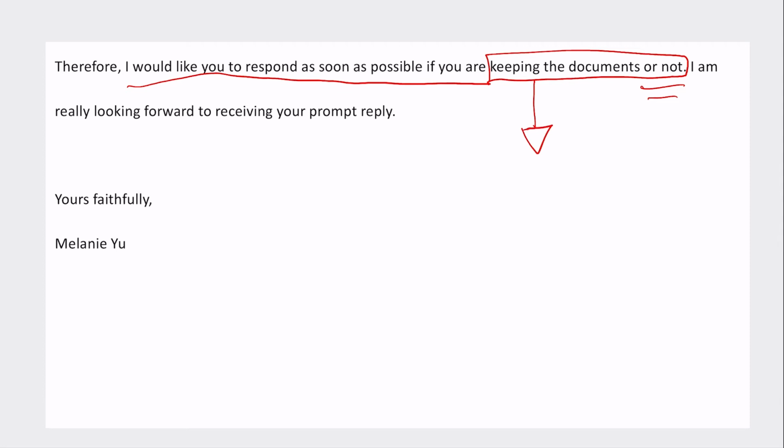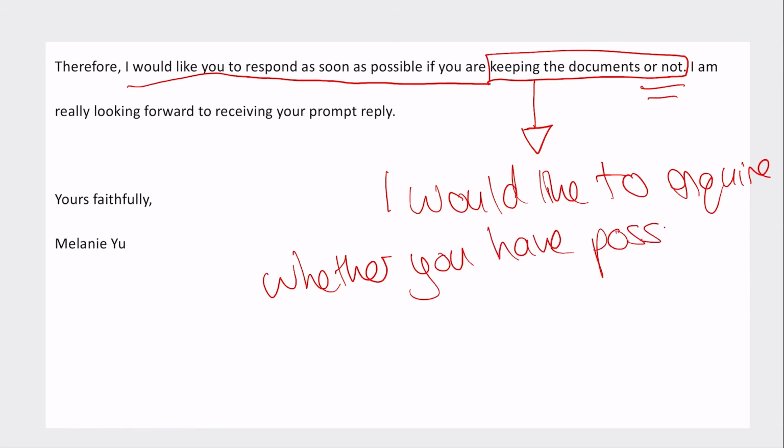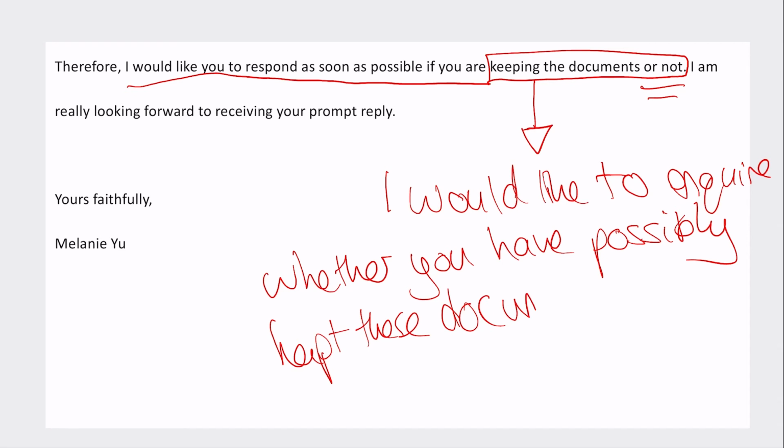Okay, so a better way to phrase it is like, "Therefore, I would like to inquire whether you have possibly kept these documents." You're asking. It's much more polite in English to always ask. Okay, that's much more polite than saying, "I would like you to respond as soon as possible."